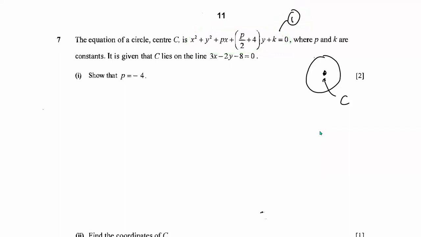Okay, equation 1 is the circle. The point in the middle, the center, is called C. Point C. And p and k are constants. C lies on the line, and so on. Okay, so C is not the circle, it is a point.